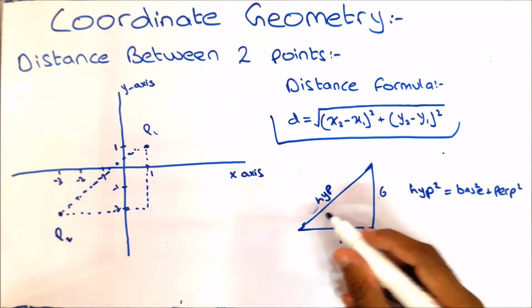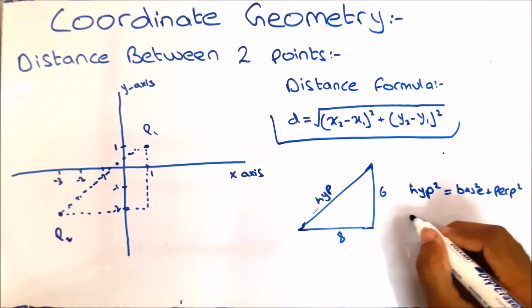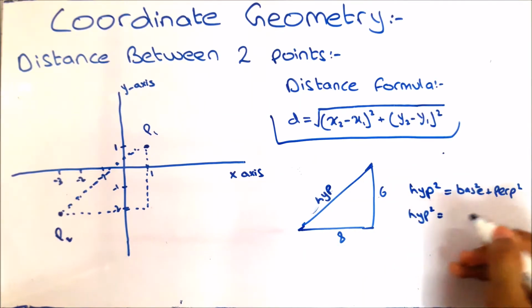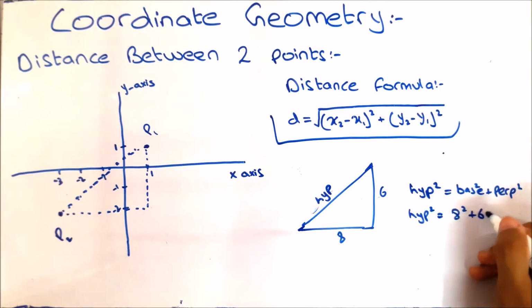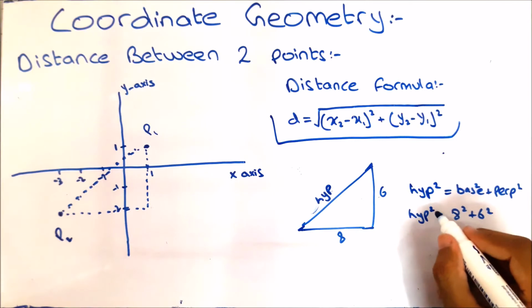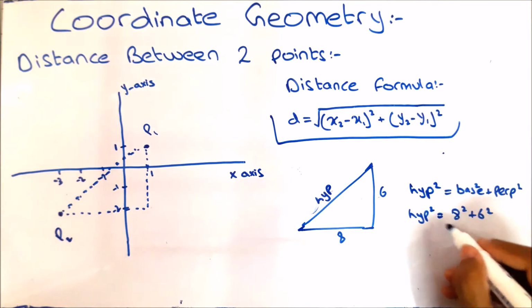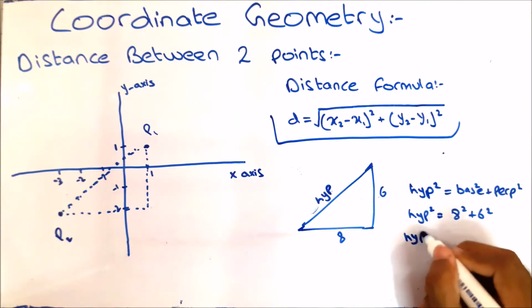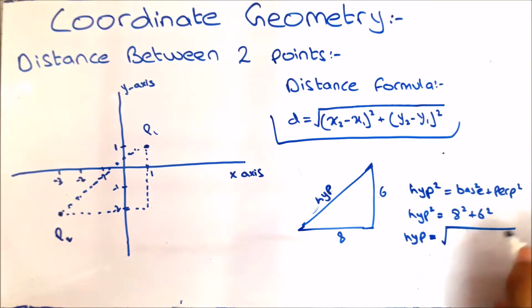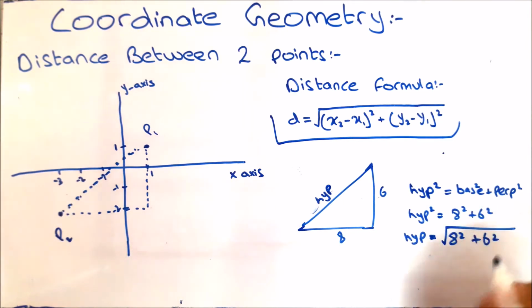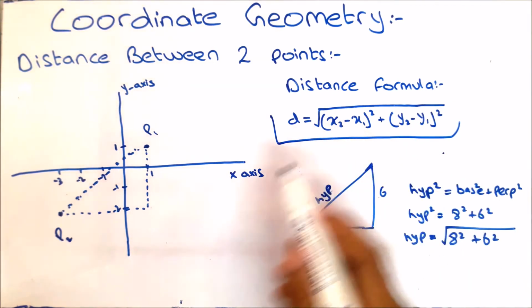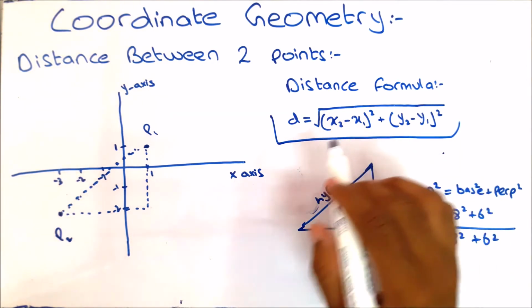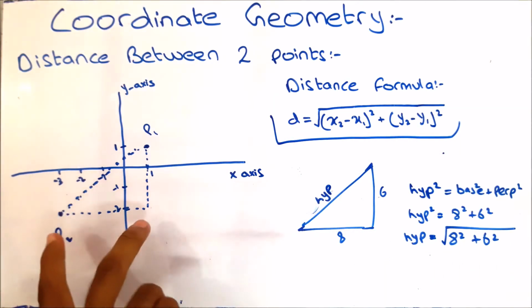Okay, so how do we find it? That's this hypotenuse squared is equal to base squared. Base is 8 squared plus 6 squared. And to get rid of this squared, I take under root over there. Hypotenuse is equal to under root 8 squared plus 6 squared. Okay, this becomes this formula. This 8 is x2 minus x1. By this x2 minus x1 we get the distance between these 2 points.